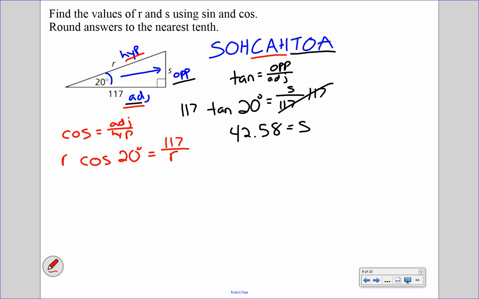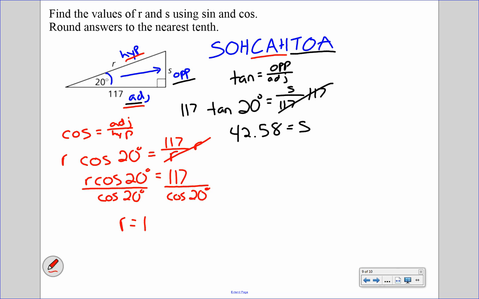To solve for r, we have to get it out of the denominator, so we multiply both sides by r. So r times the cosine of 20 degrees equals 117. To get r by itself, we divide by the cosine of 20 degrees. And 117 divided by the cosine of 20 degrees gives us r equals 124.5.